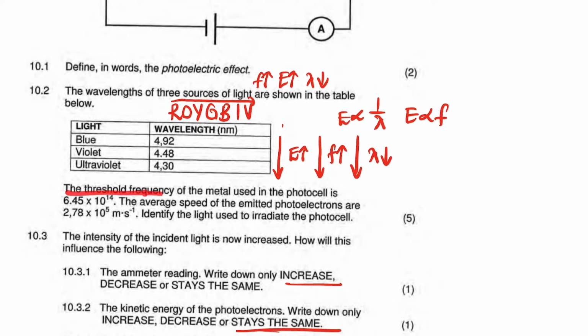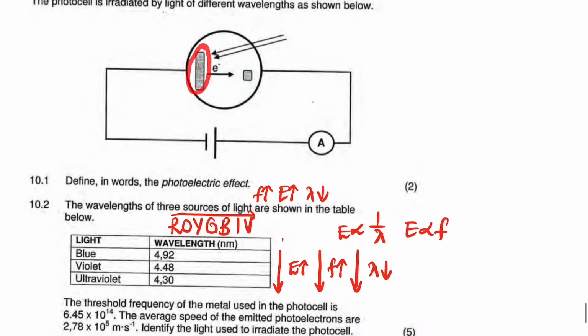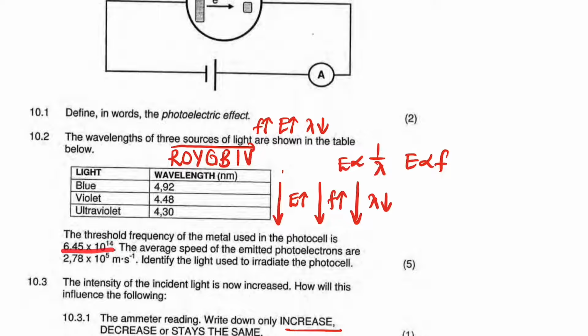It says the threshold frequency of the metal used in the photocell, which is this metal. Remember, the threshold frequency is the minimum frequency that is required by this metal. Now it says the average speed of the emitted photoelectrons is 2.78 times 10 to the power 5 meters per second. So we're given the speed of the ejected electrons, which are the photoelectrons.